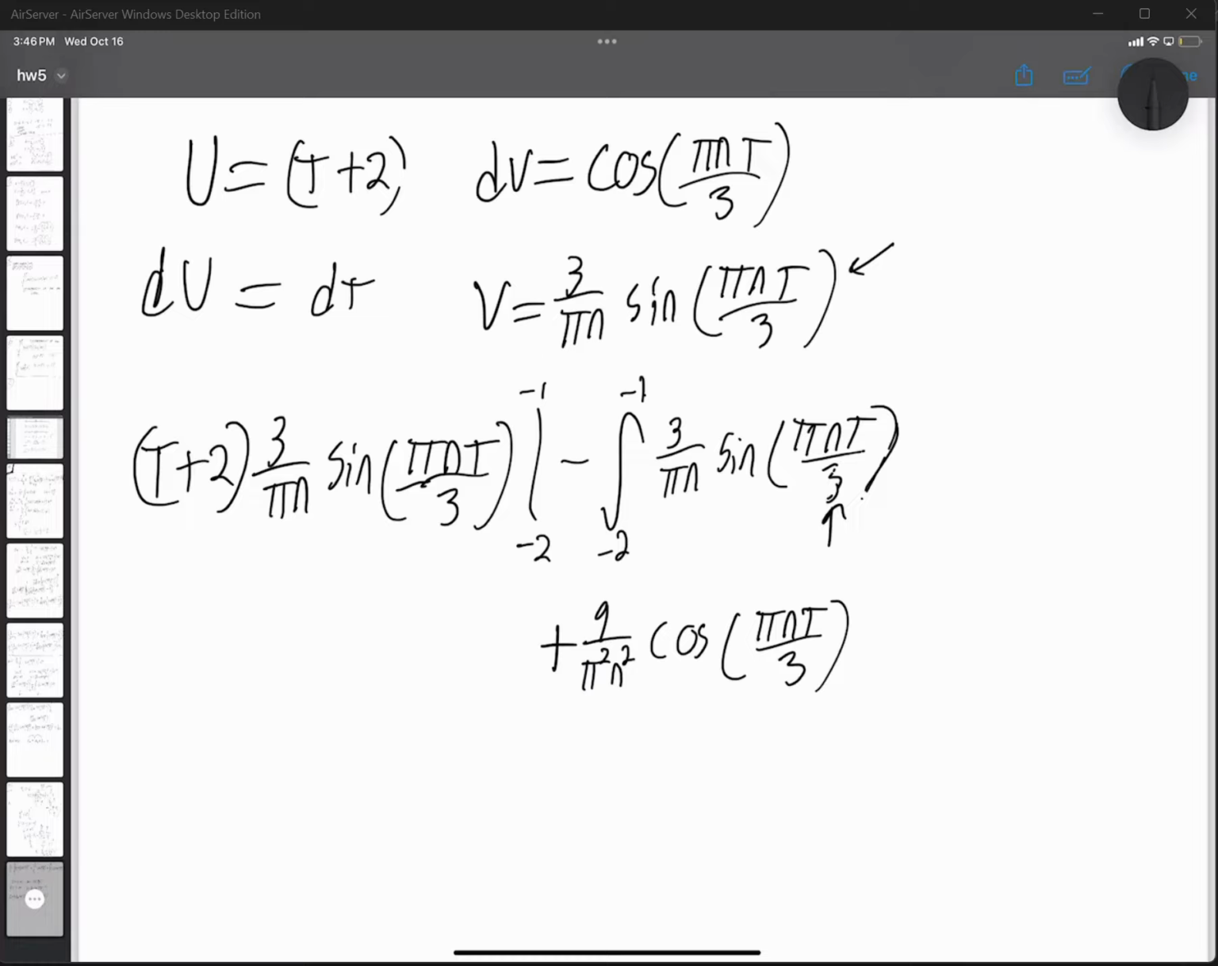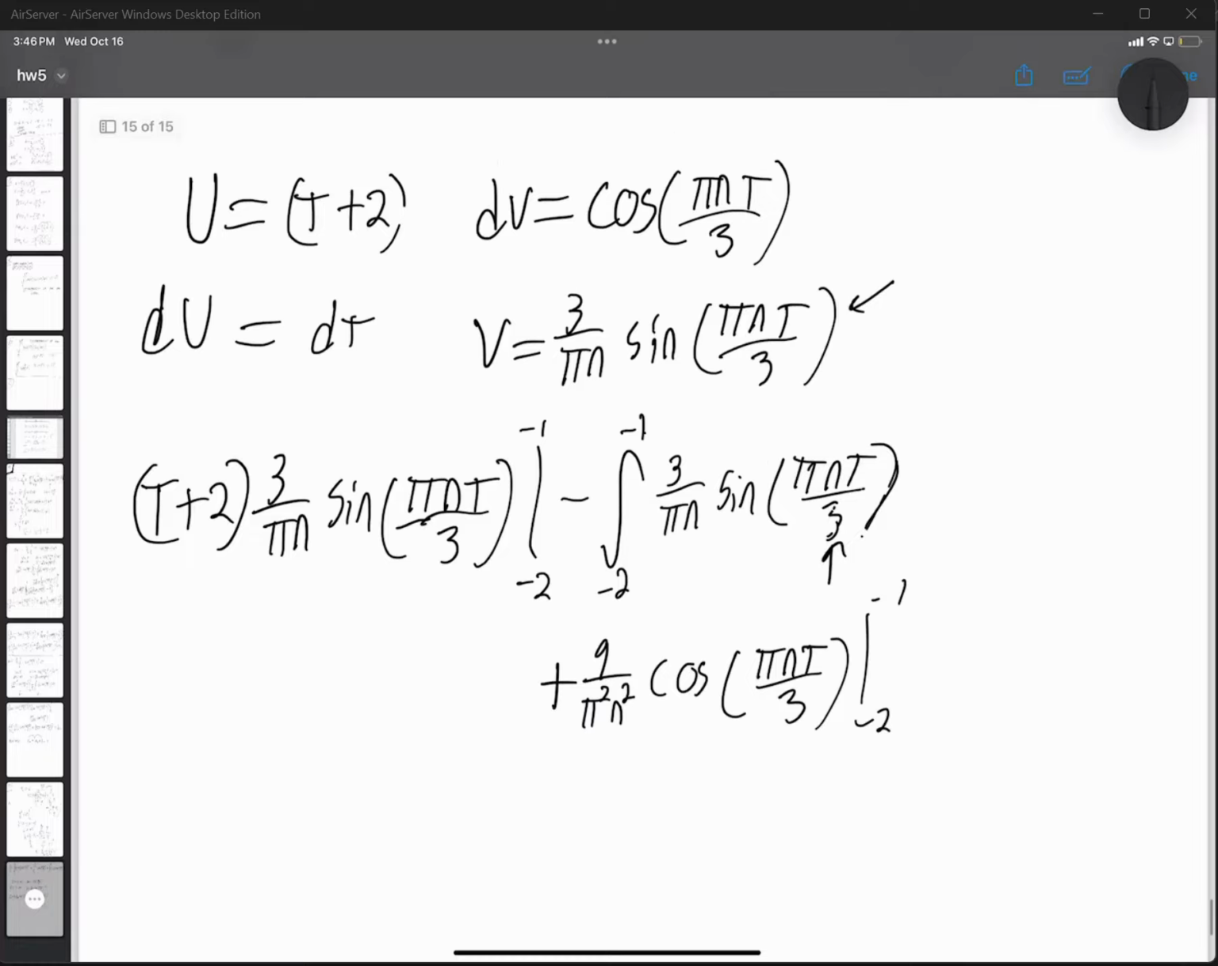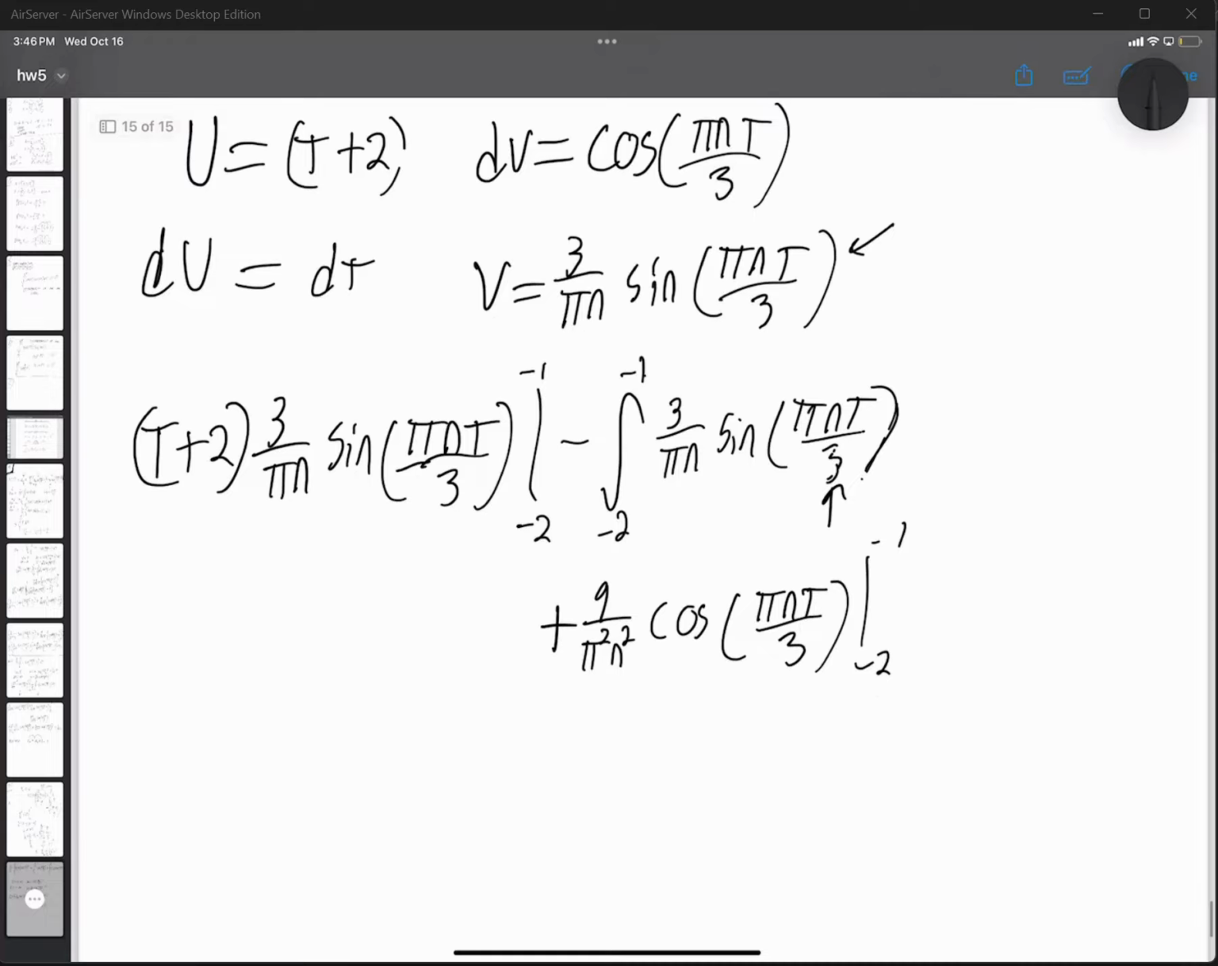Okay, we'll evaluate this from -2 to -1. We'll do the one to the left first. So the first one's going to be -1. That's going to be 1.